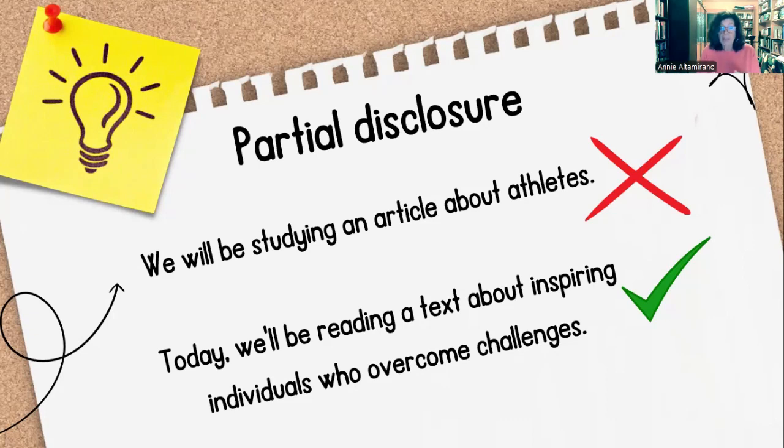But here we have a revised approach that balances transparency with active learning. The partial disclosure. Instead of stating the learning intentions as we will be studying an article about athletes, we could offer a clue. Today, we'll be reading a text about inspiring individuals who overcome challenges. This sparks prediction without giving away the entire topic.